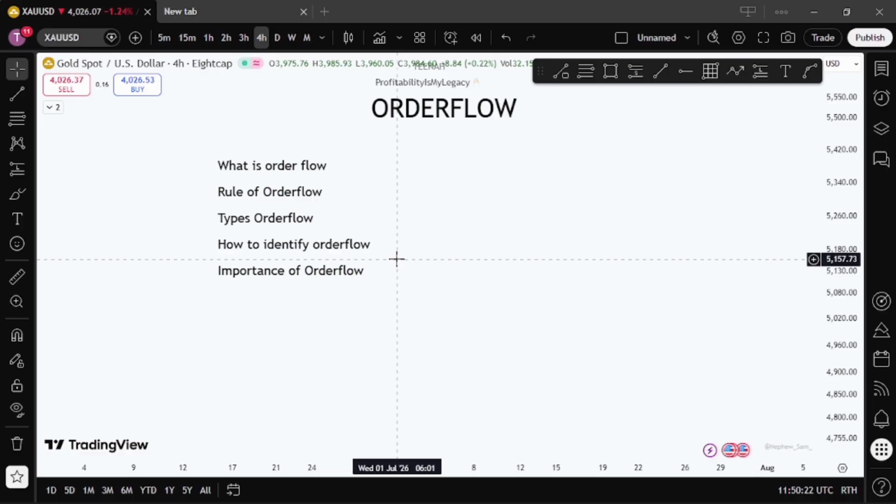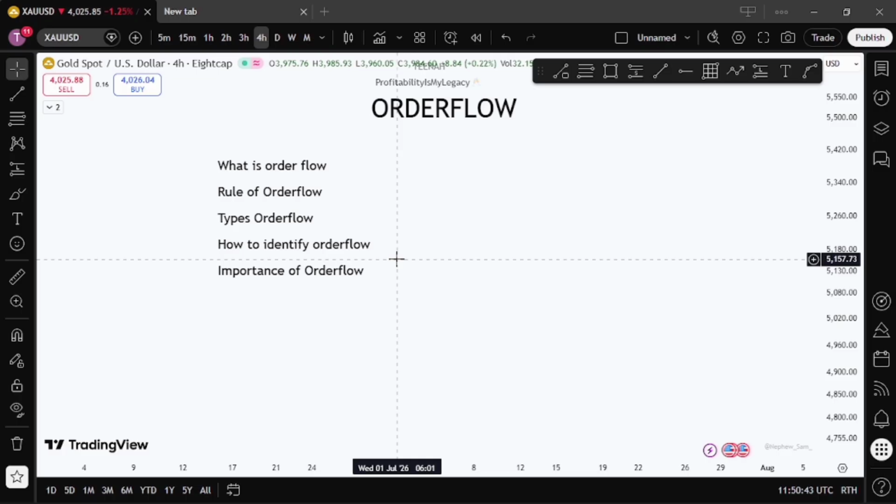So for the market to move in a direction without any form of interruption or interference, it simply means that the majority of the market participants are on one side of the market. They are either buying or they are selling. I hope that was clear.